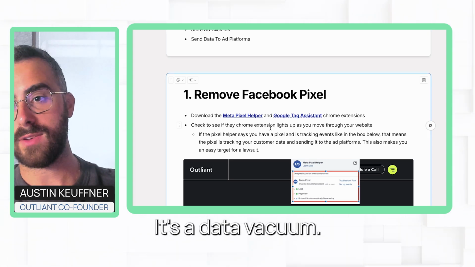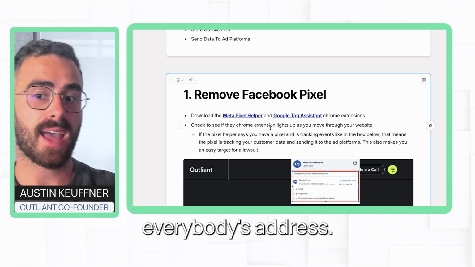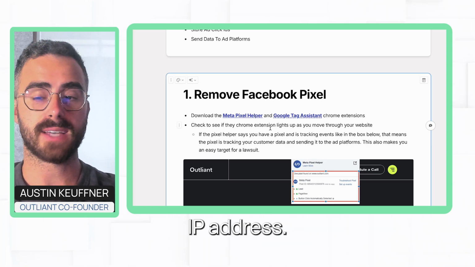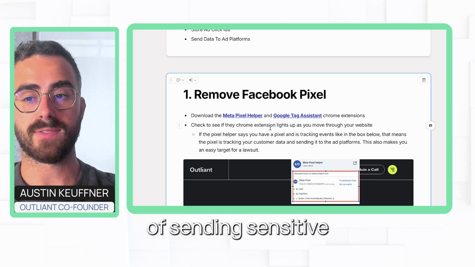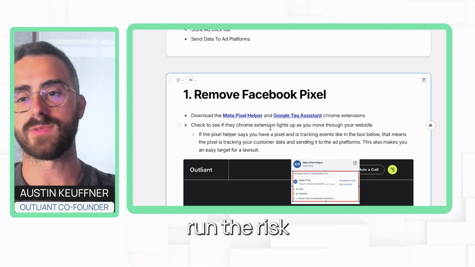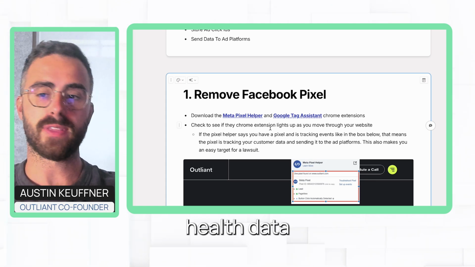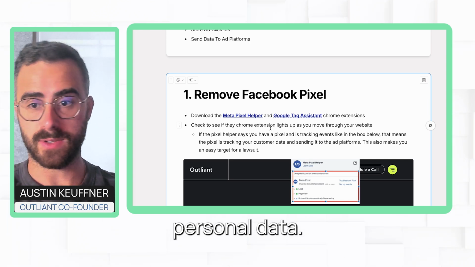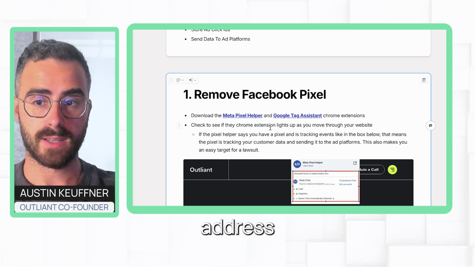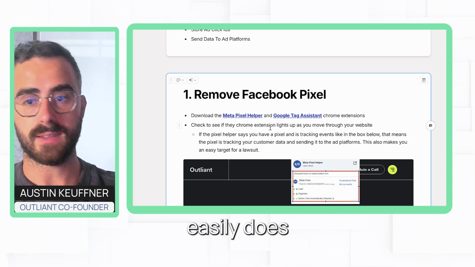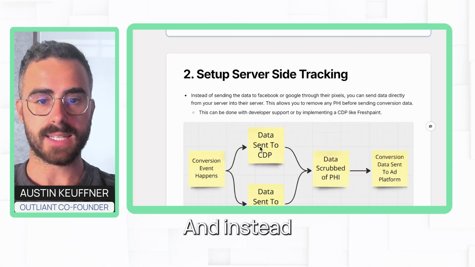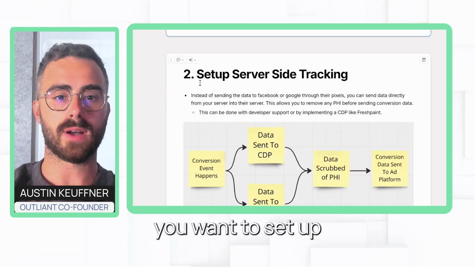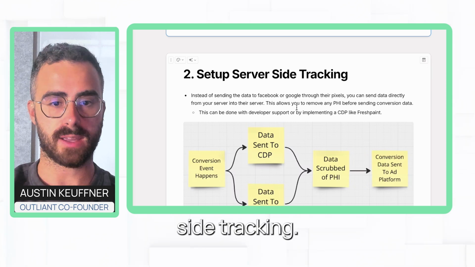It's a data vacuum. It tracks everybody's address, it tracks everybody's IP address, and you just run the risk of sending sensitive health data along with personal data, the IP address, into the ad platform too easily, thus violating HIPAA. So just go ahead and remove the pixel entirely. And instead what you want to do is set up server-side tracking.